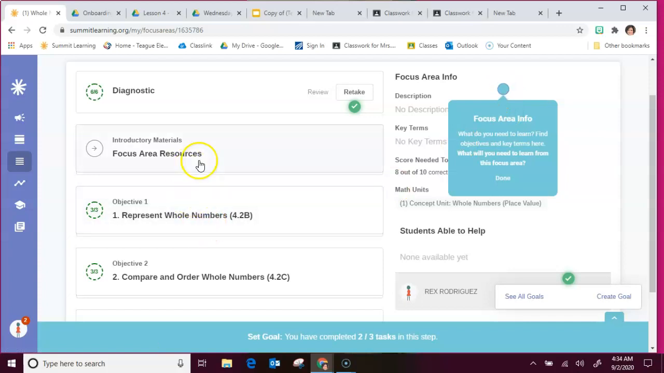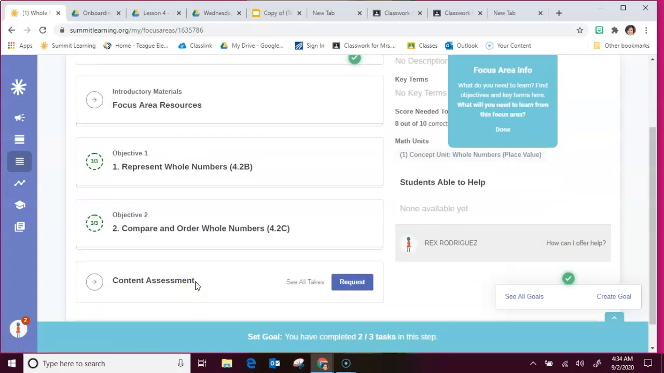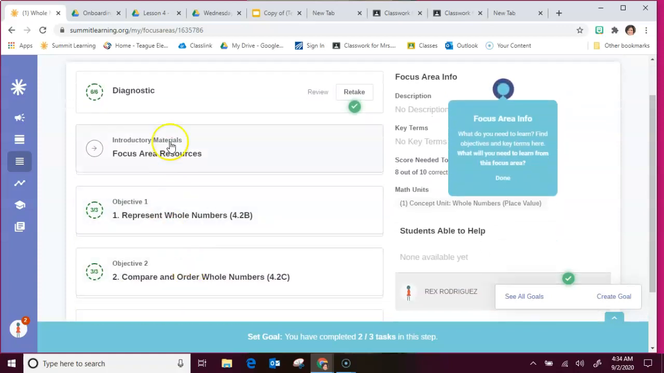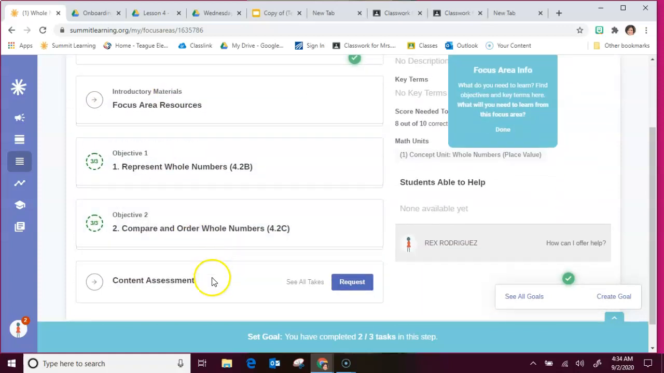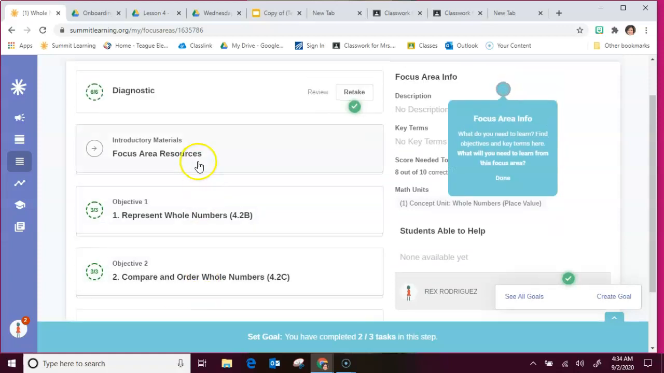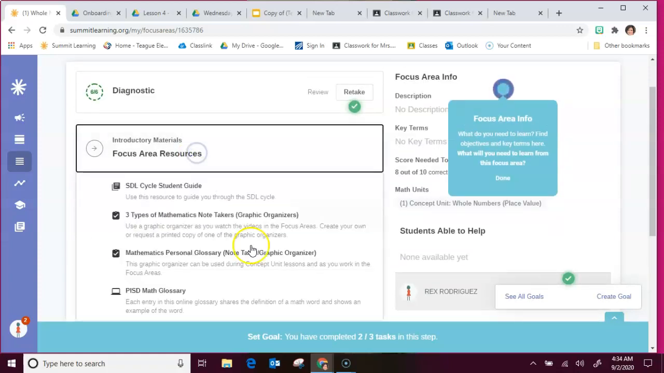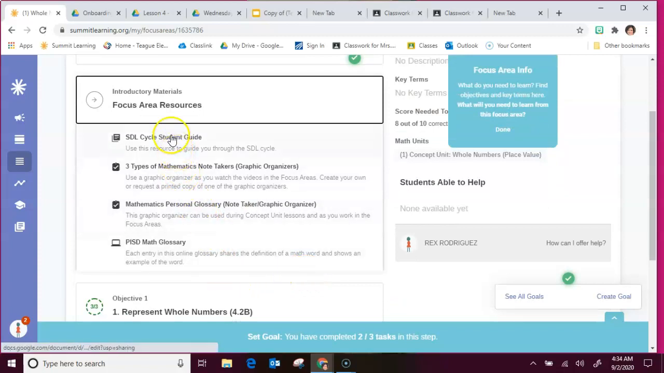I'm ready to use some of my resources to take notes on so that I can do well on my content assessment here at the bottom. So if I open the focus area resources, what I have here are, and you can print these, your SDL Cycle Student Guide, which will provide you with 3 types of math note takers and the Math Personal Glossary. And this is a math glossary that is already put together. This is one that you will be putting together yourself.